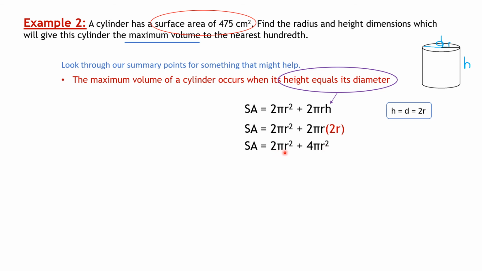So I've got 2 pi r squared plus 4 pi r squared. Those are like terms. If I've got like terms, then I can add them together, and I get 6 pi r squared. So this is a formula, and this formula was on your front slide as well.